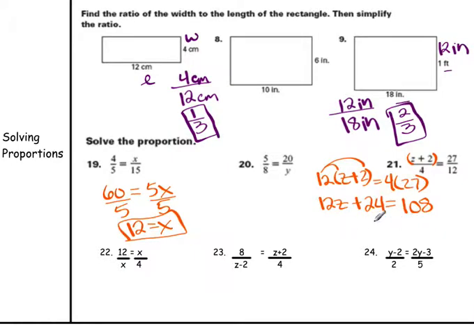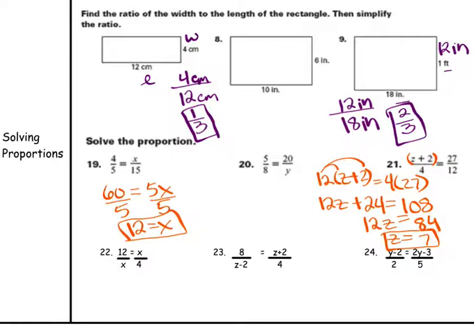Okay, so then we need to solve for z. So subtract the 24 from 108, which would be 84, and dividing by 12, that will be 7 times. 12 will go into 84 seven times. So z is 7.